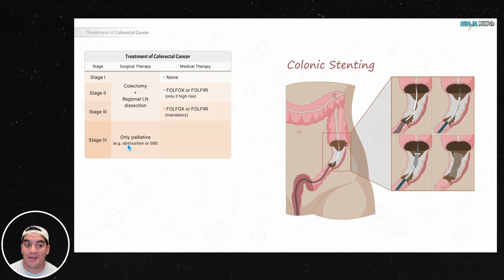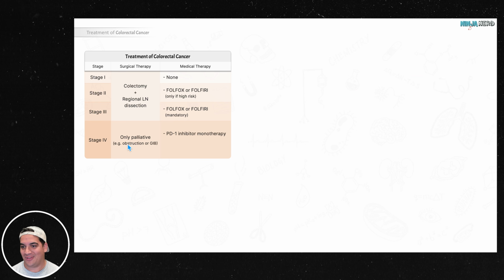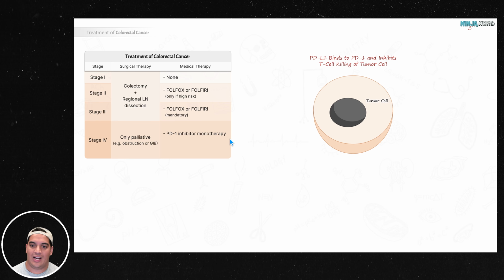All right, now when we come to the medical therapy, really treating patients who have colorectal cancer, it can be chemotherapy as well. But we have all these different ways that we can try to target it. All right, so PD-1 inhibitor therapy, which is like pembrolizumab, is a big one. It's an immune checkpoint inhibitor, and it's becoming heavily utilized in colorectal cancer, especially stage 4.